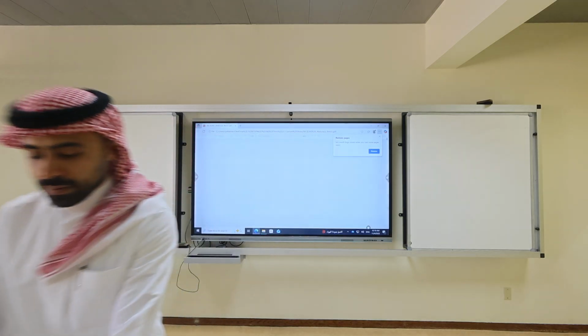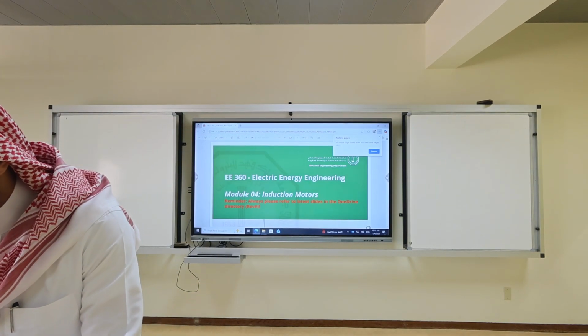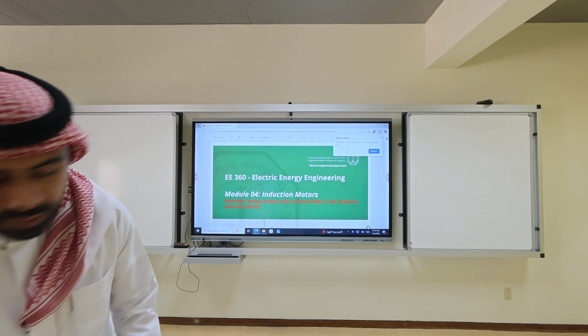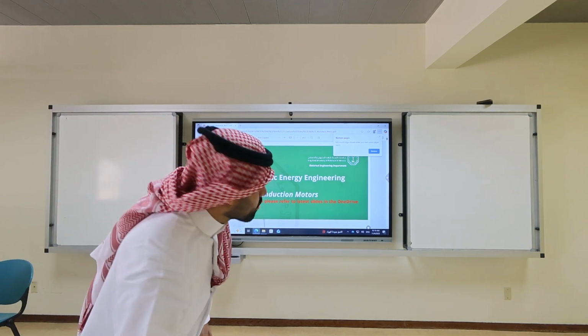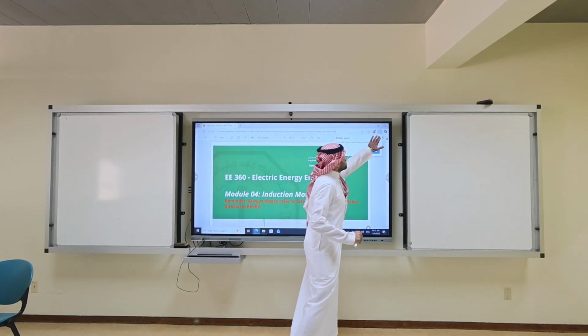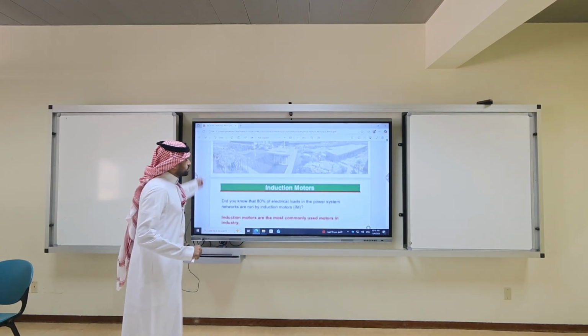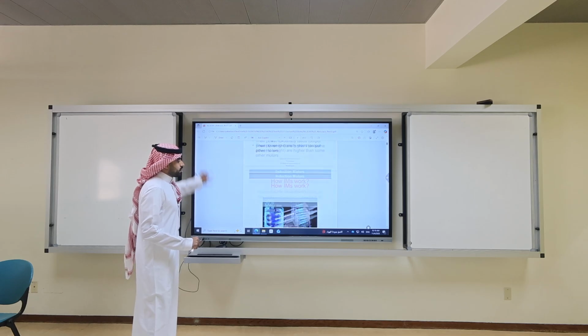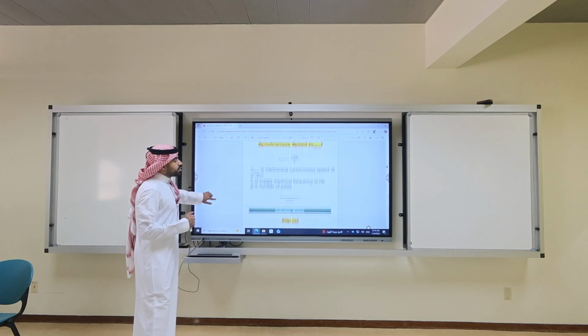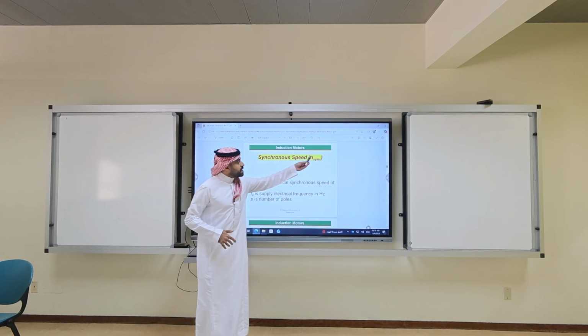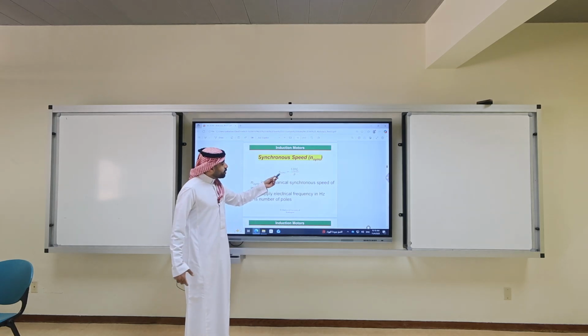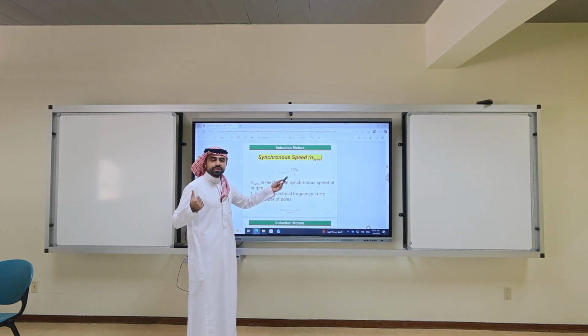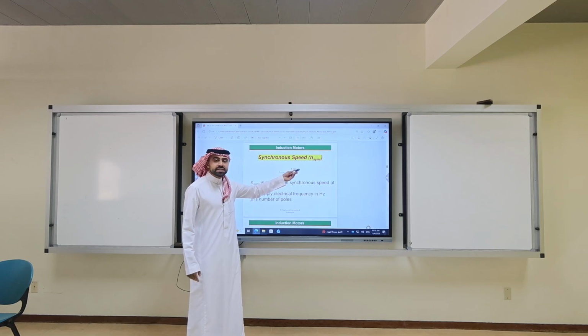For example, let's start with synchronous speed, n sub sync. Now I'm calling it n sub sync. Previously, in the previous video, it was n sub s. So I'm going to use n sub sync so that we don't confuse ourselves. Fe is electrical frequency. P is number of poles.